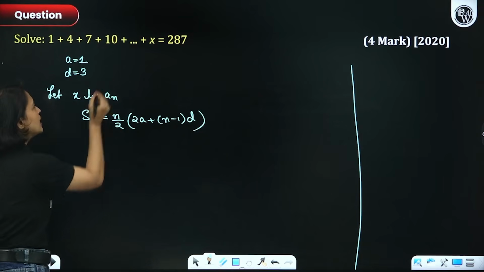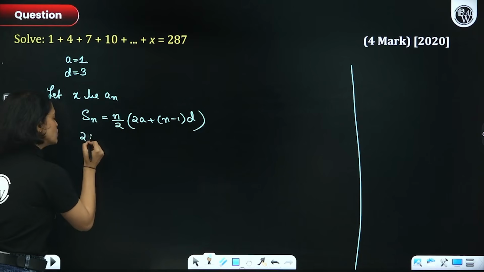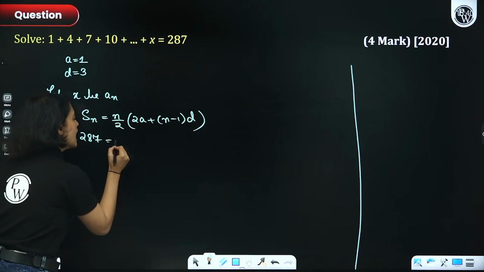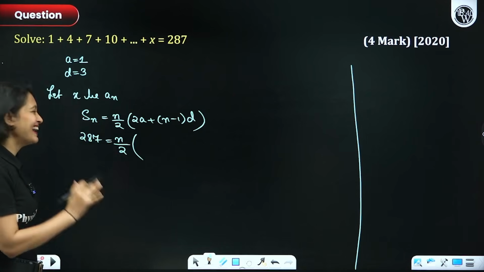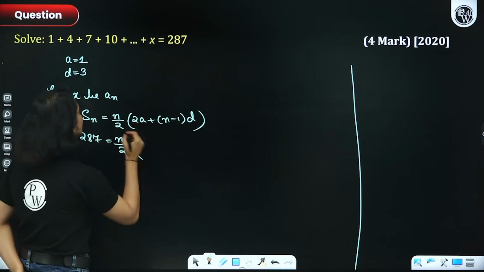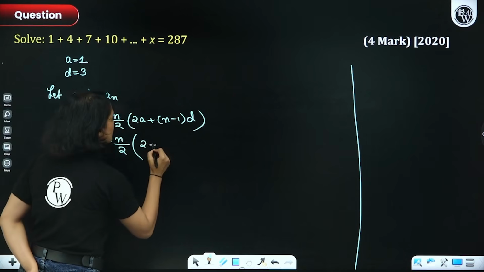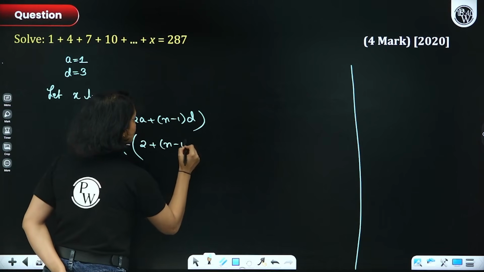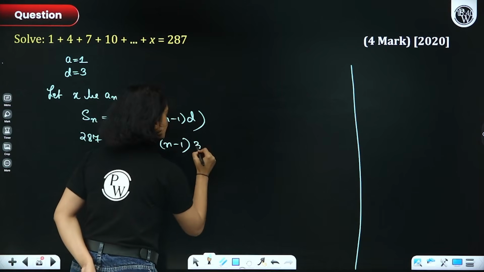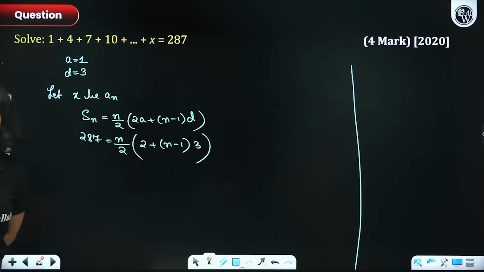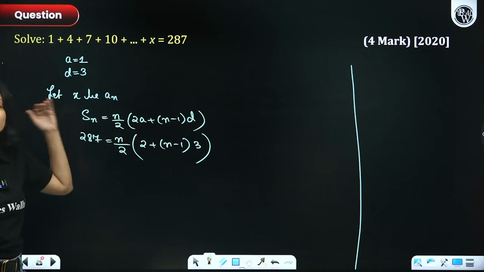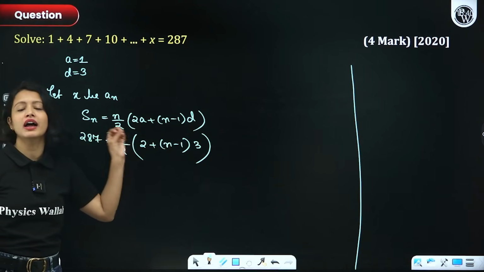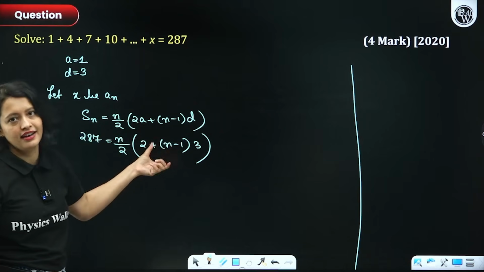Now, here I have the sum of n terms as 287. I do not know the value of n, and that's why I am doing this. Right? So n by 2 times (twice of a would be 2 plus n minus 1 into d, which is 3). So understand what I'm doing here. Before even figuring out the value of x, I'm figuring out the value of n, and that I have done by using this simple formula, because in this simple formula I do not need the value of an, right?